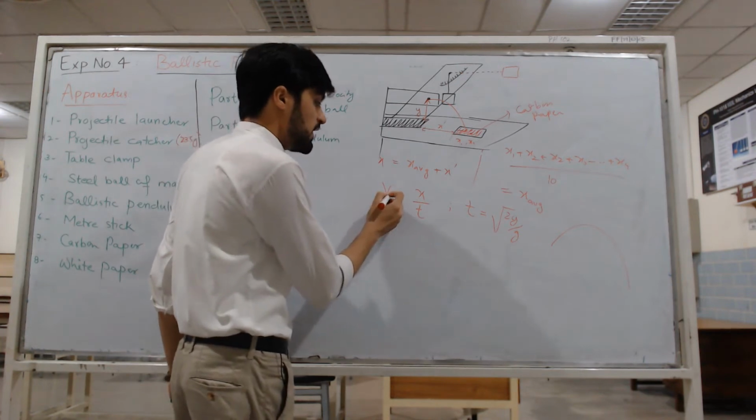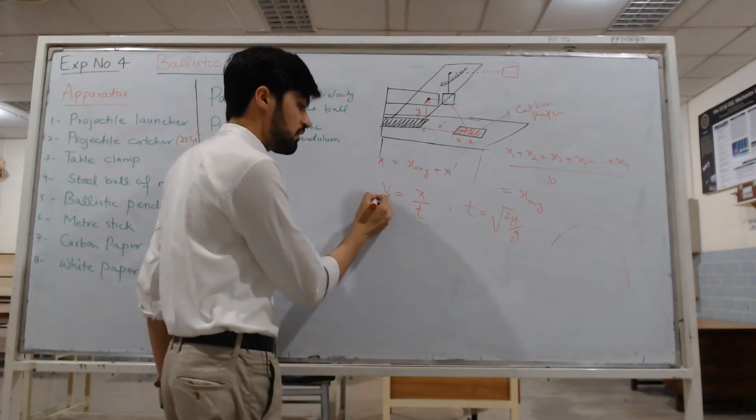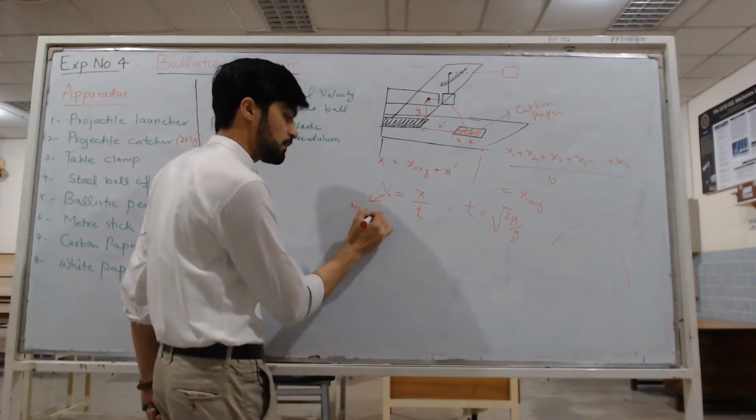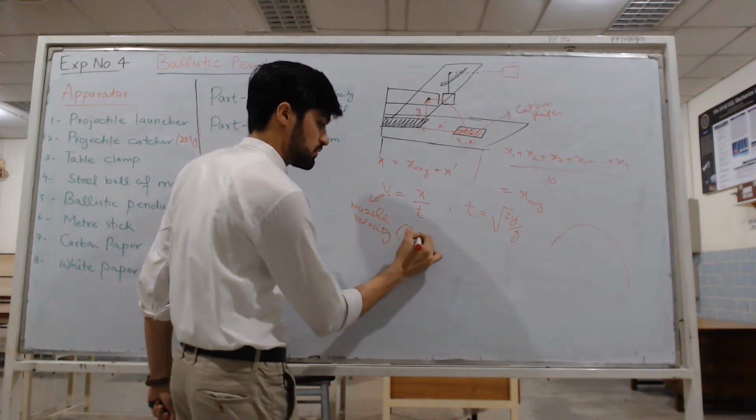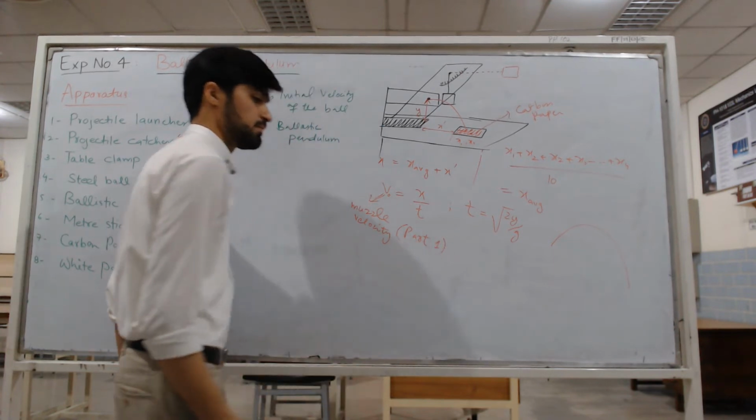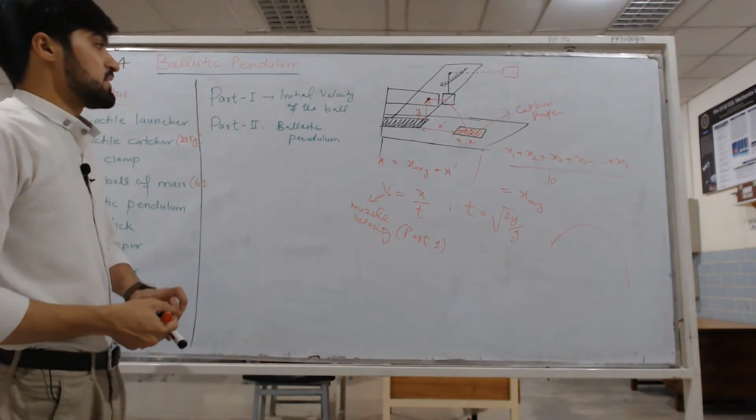Now when you calculate this value v naught, this will be our muzzle velocity. This will be our part 1 muzzle velocity. Keep in mind, muzzle velocity part 1. Right? Then we will discuss the ballistic pendulum.